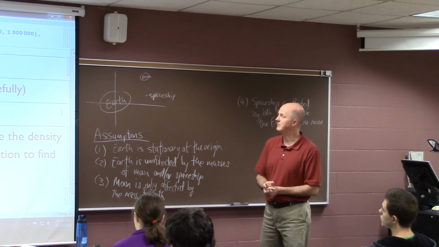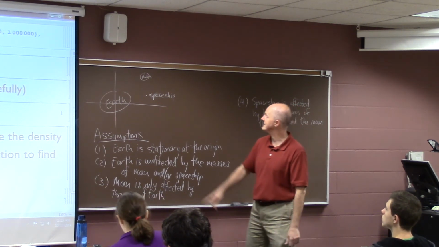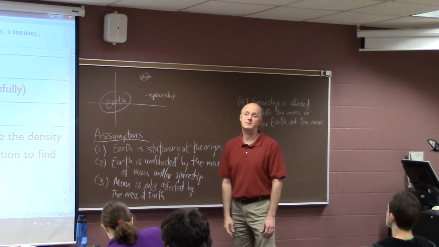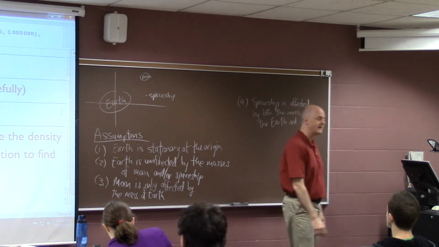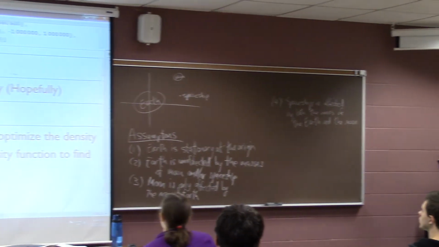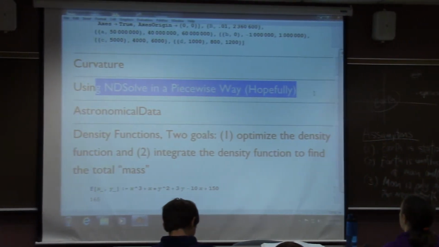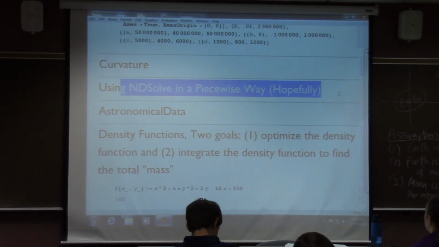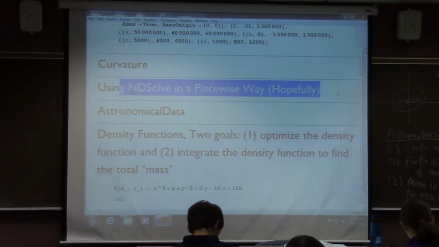And there's various kinds of ways you can try to go further. You could try to see if you can't get the spaceship to go into orbit around the moon. If you do, it's a little extra tricky. You need to use NDSolve in a piecewise way in order to get it to go into orbit around the moon.